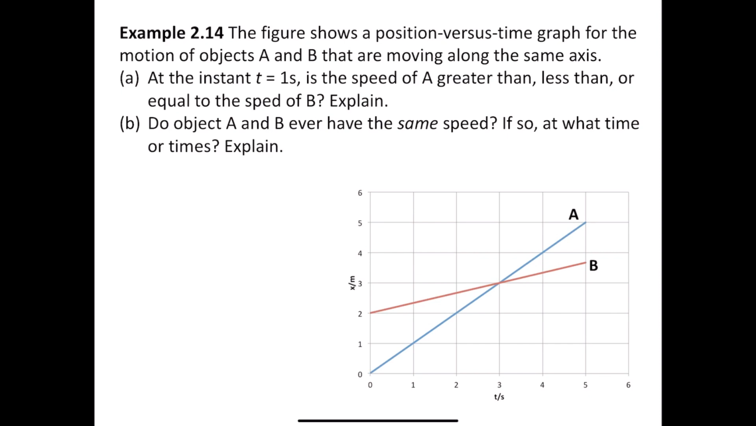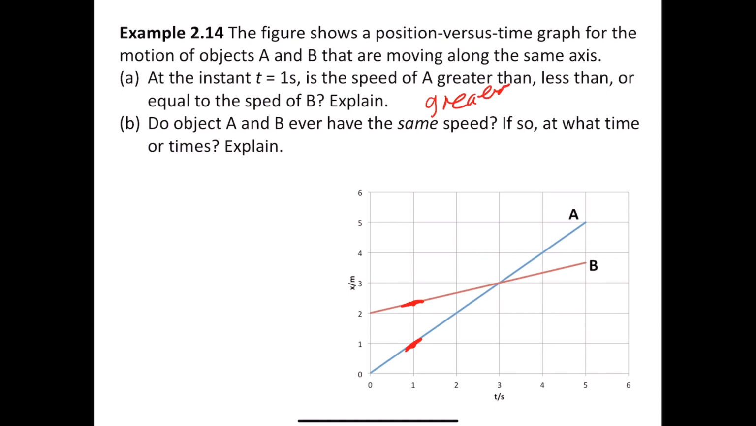Okay, at the instant when t equals 1 second, is the velocity of A greater, less, or equal? Greater. Yes, because at this point the slope is greater. So this is greater.